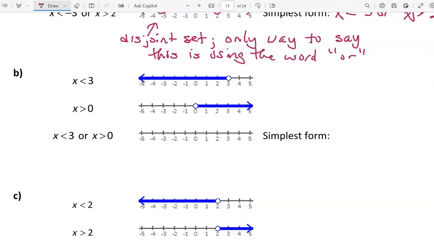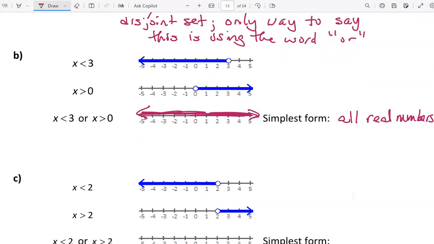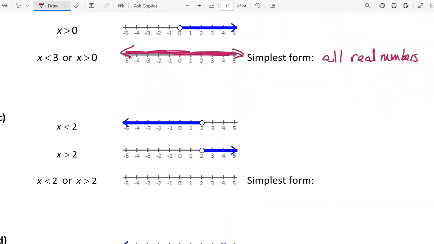In B, x is less than 3 on the first number line, x is greater than 0 on the second. The union of those two, if we join with the word or, is the entire number line. All the numbers that are graphed in either the first one or the second one are all real numbers, and so in simplest form, that is said all real numbers. Or you can use the real numbers symbol there instead.